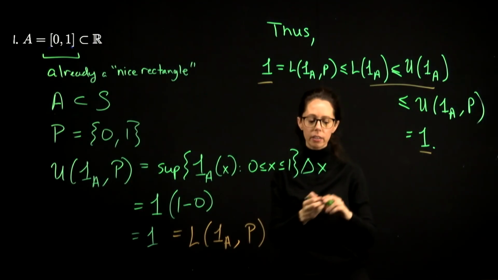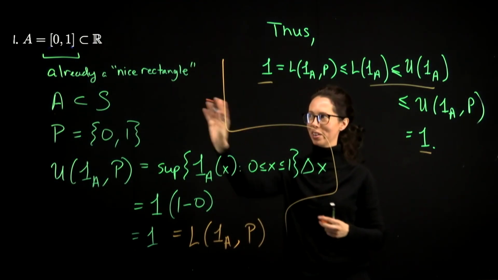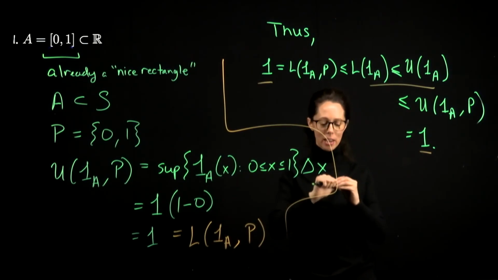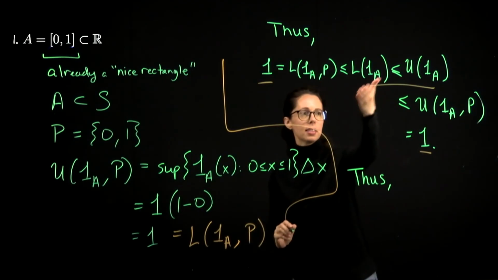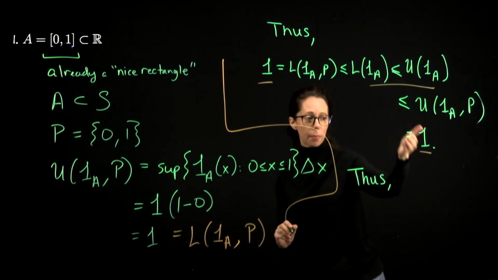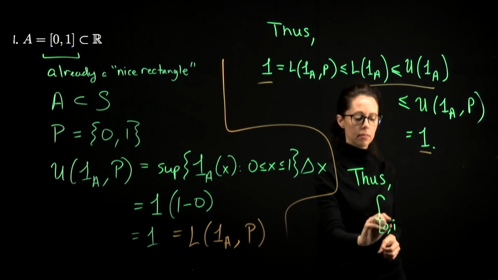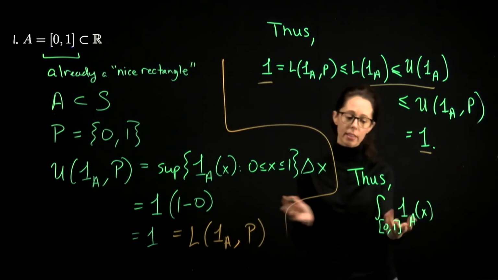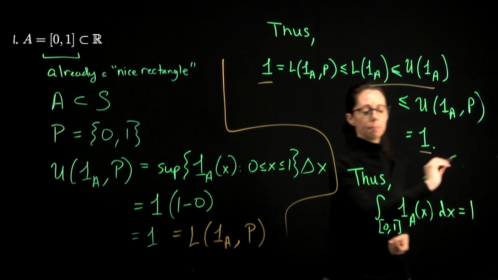And now we can conclude, wow, I really did not expect to fill up the whole board for just this one set. I'll try to be a little bit more efficient in future examples. But we can now say that since these two numbers coincide, they are both the value 1. The characteristic function of this set, over this set, this integral exists and it equals 1.